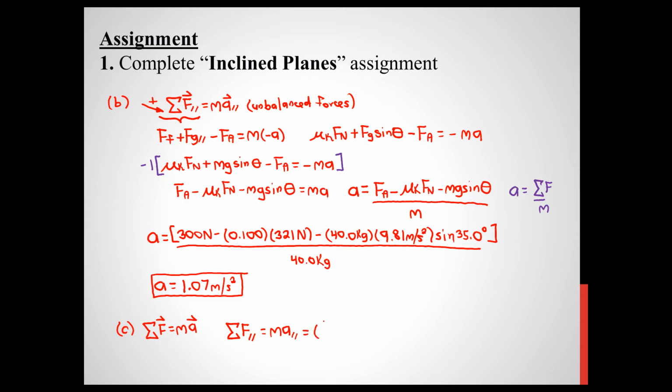Plug numbers in now. The mass is 40.0 kilograms. The acceleration is 1.07 meters per second squared. And then I would get the magnitude of this net force, which is only in the parallel direction. Again, in the perpendicular direction the forces are balanced. I get 42.8 newtons.